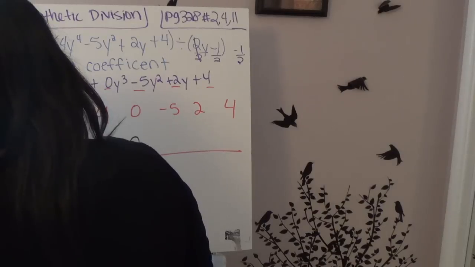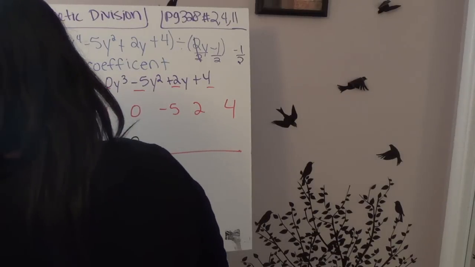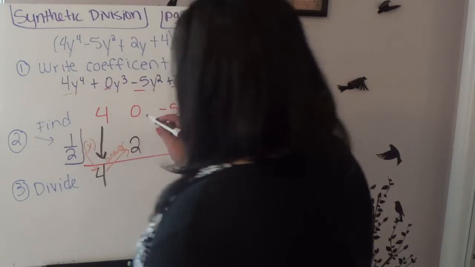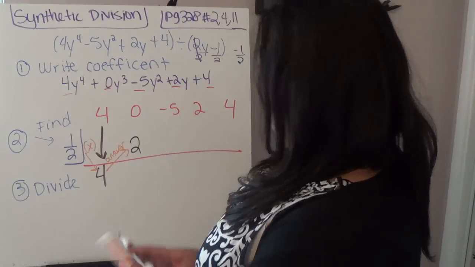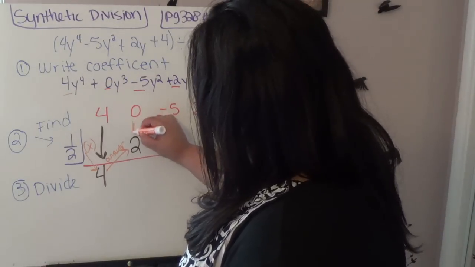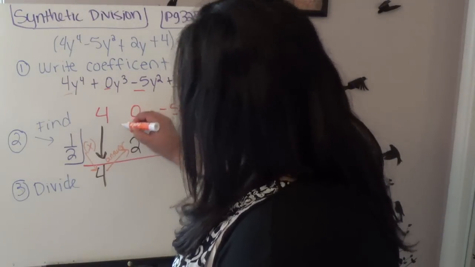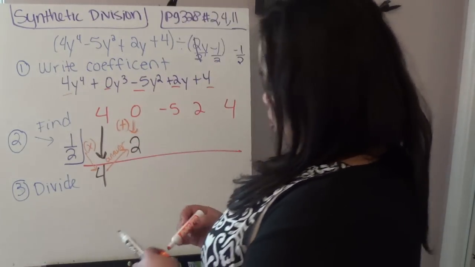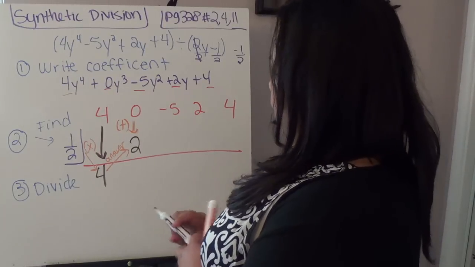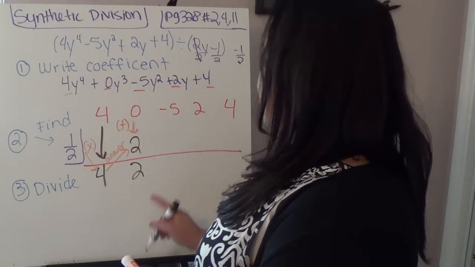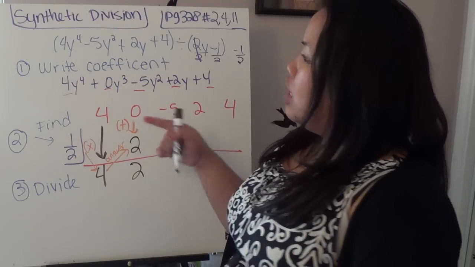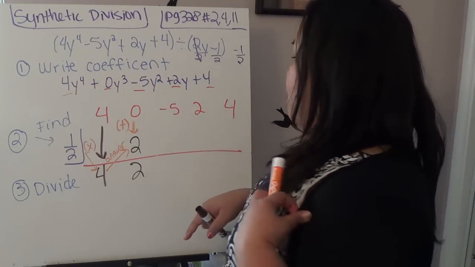And what I'm going to do then is add. Okay? So 0 plus 2 is 2. So in long division I subtract. In synthetic division I'm going to add.